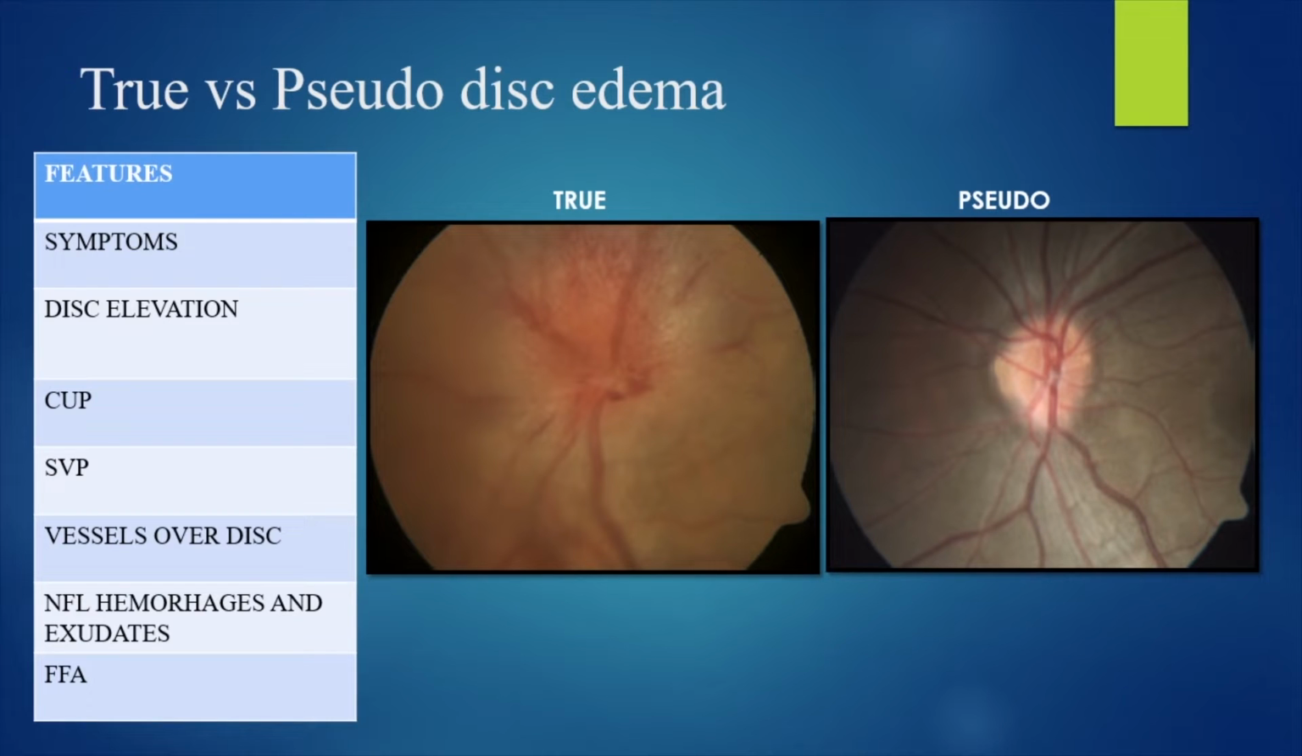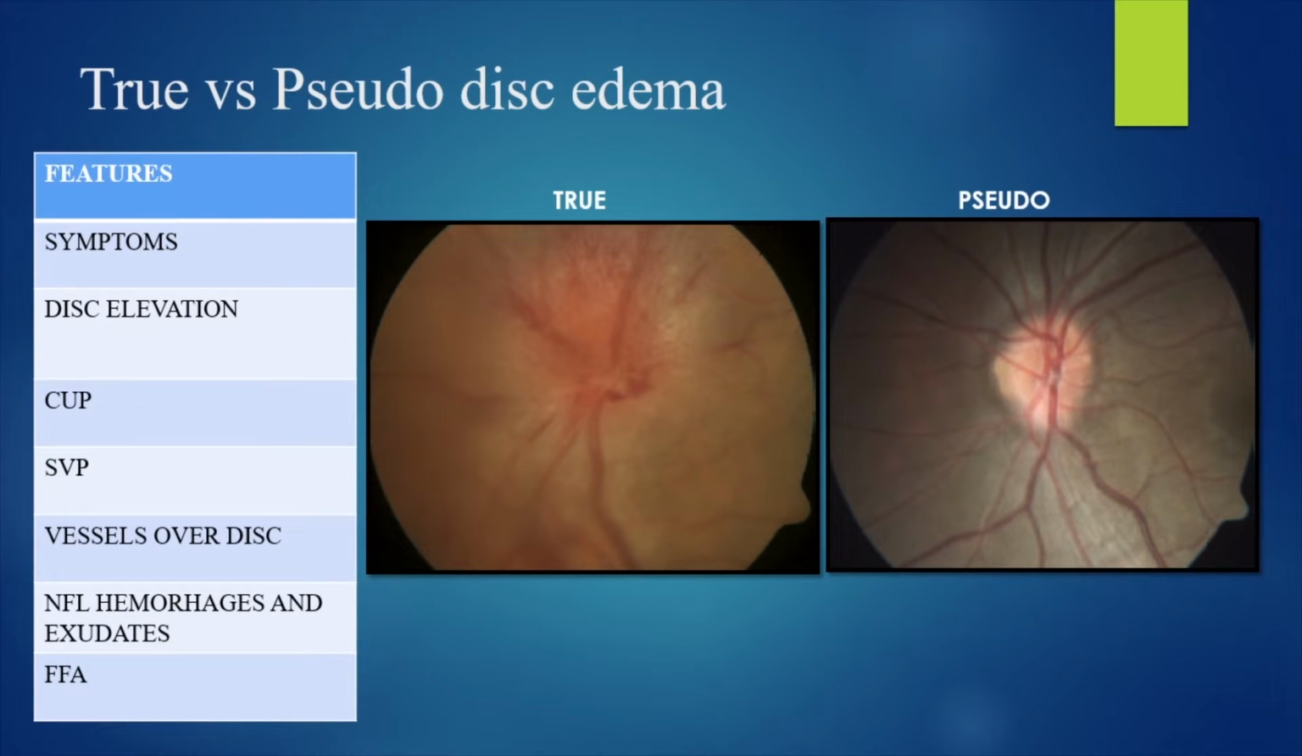The picture on the left is a disc photograph of the left eye, which shows a blurred disc. The disc margins are blurred. We cannot make out the cup disc ratio. The vasculature is obscured at the margins. The picture on the right is a disc picture which shows clear-cut disc margins.